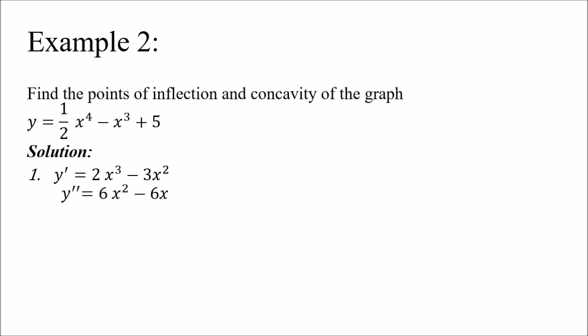So after we find the second derivative, we're going to find every point that makes the second derivative undefined. I don't see any here since we don't have denominators or radicals. So we're going to find every point that makes the second derivative equal to 0. I'm going to set it equal to 0 and solve for x.